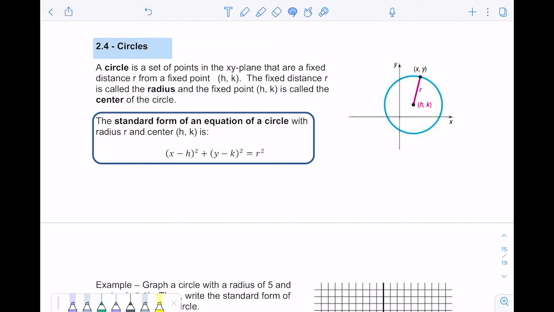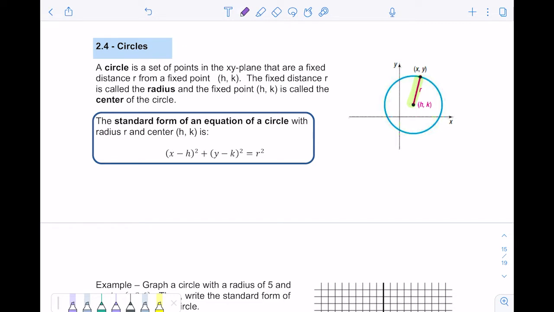You might remember from geometry, a circle is just a set of points in the plane that are a fixed distance, we'll call it r, from a fixed point, which we'll call (h, k) instead of using (x, y). The fixed distance r is the radius, so as you can see here is the radius. And the fixed point (h, k) is called the center of the circle. So you can see that right in the center.